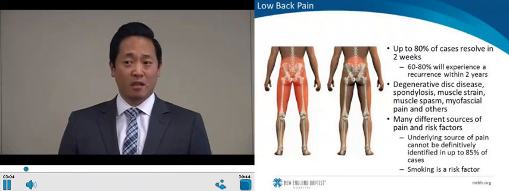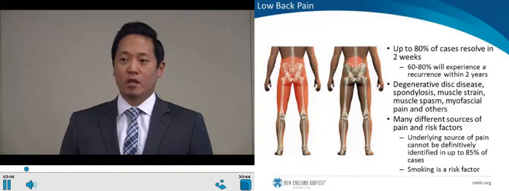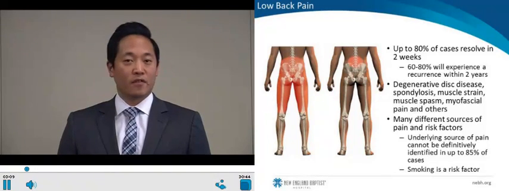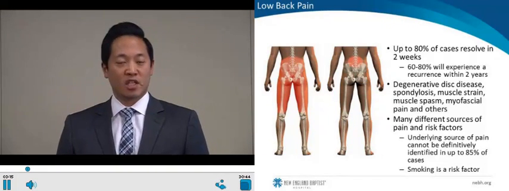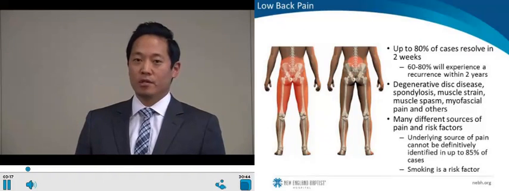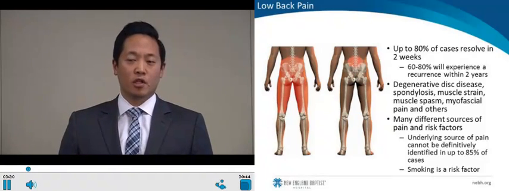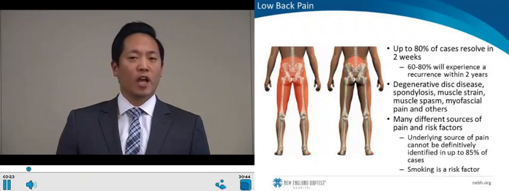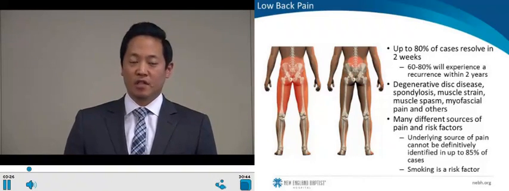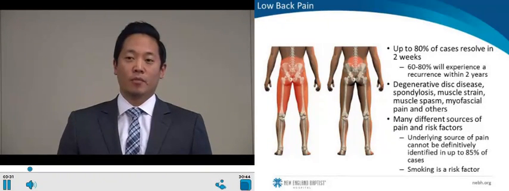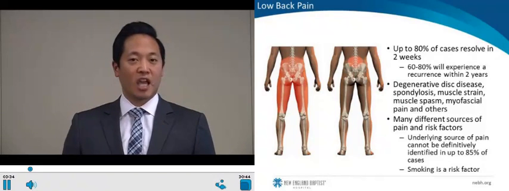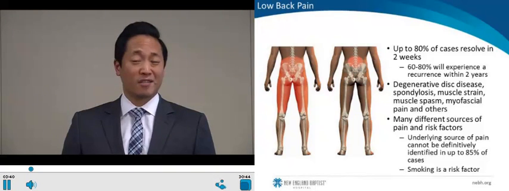There are many different sources of pain and risk factors for developing low back pain. Unfortunately, oftentimes we're not able to identify the exact source of pain, although we do know there are several risk factors. One common one is smoking. This diagram here shows us where low back pain can be referred to. On the right, we obviously see pain that's located in the low back, and that's certainly very reasonable to call low back pain. But pain that actually comes from the lumbar structures can be referred to a much wider region, including the greater lower back area, the buttocks, the hips, and even down the posterior thighs.